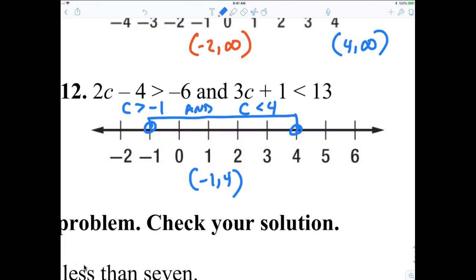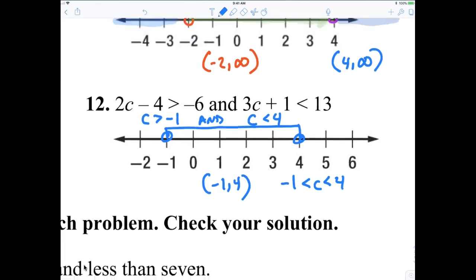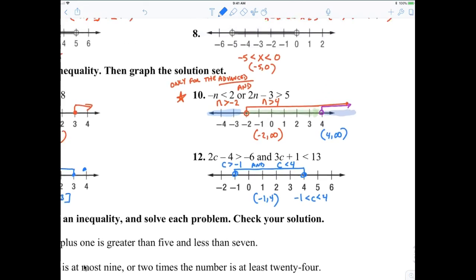Now the hard part though is writing the correct compound inequality. So where do we start? From left to right, what number do I put down first? -1, then I put the variable, then I put what? 4. That is correct. Now I am less than 4 and greater than -1. Everybody with me on that? All right, that requires practice, guys.